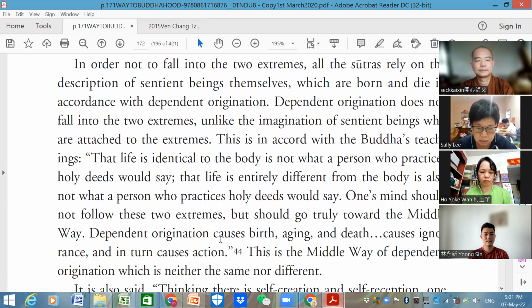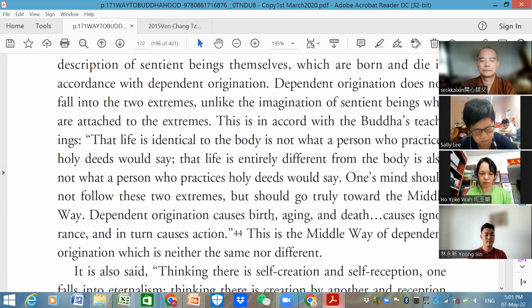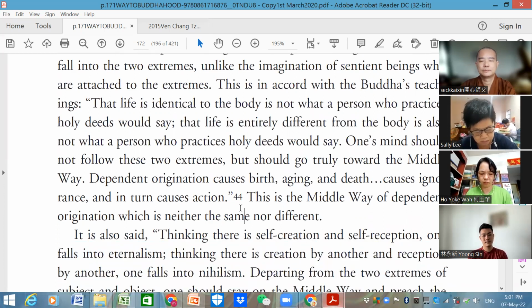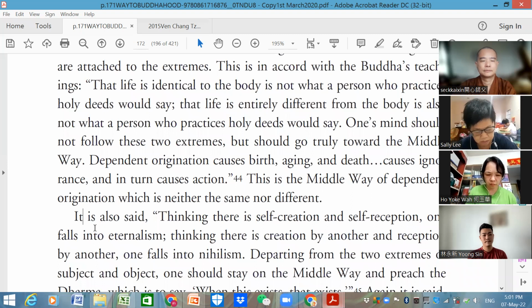One's mind should not follow these two extremes, but should go truly towards the middle way. Dependent origination causes birth, aging, and death, causes ignorance, and in turn causes action. This is the middle way of dependent origination, which is neither the same nor different.